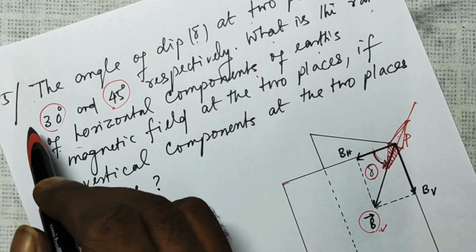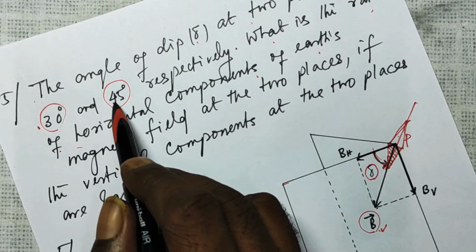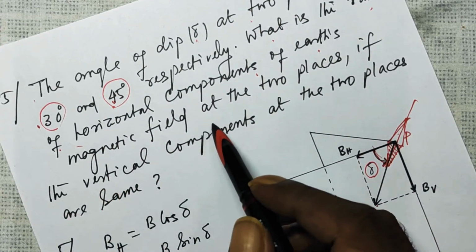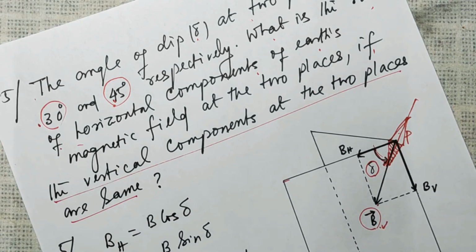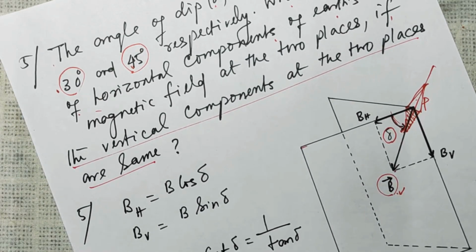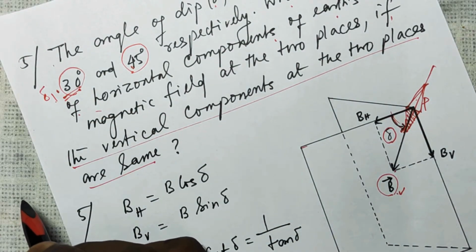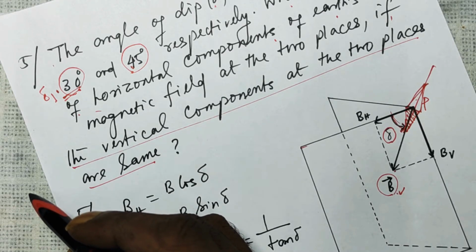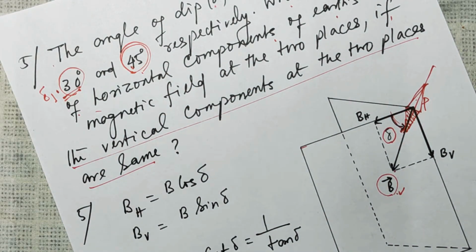Find out the horizontal component where delta is 30 degrees, find out the horizontal component where delta is 45 degrees, and what is the ratio of that, if the vertical components at the two places are the same? Let the place at which the dip is 30 degrees be delta 1. It will have a horizontal component and a vertical component. The place at which delta is 45 will also have a horizontal component and a vertical component. We have to find the ratio of those two horizontal components, given the vertical components have the same value.